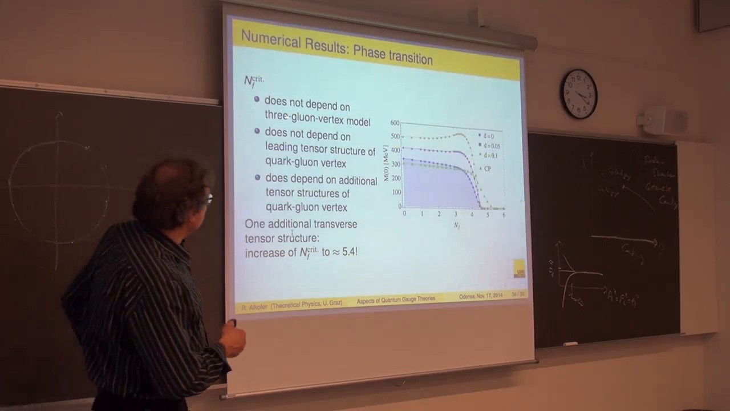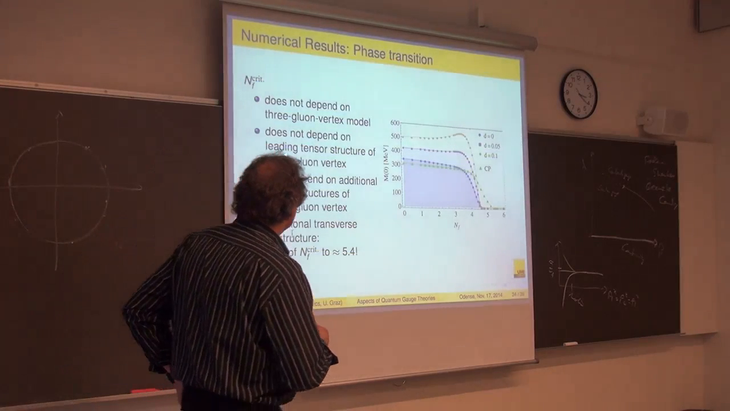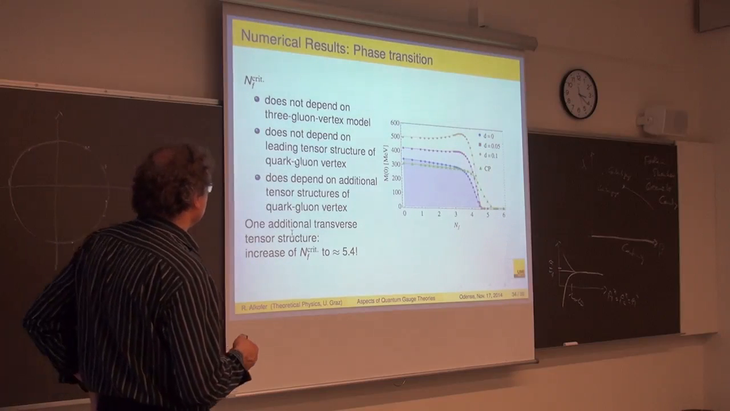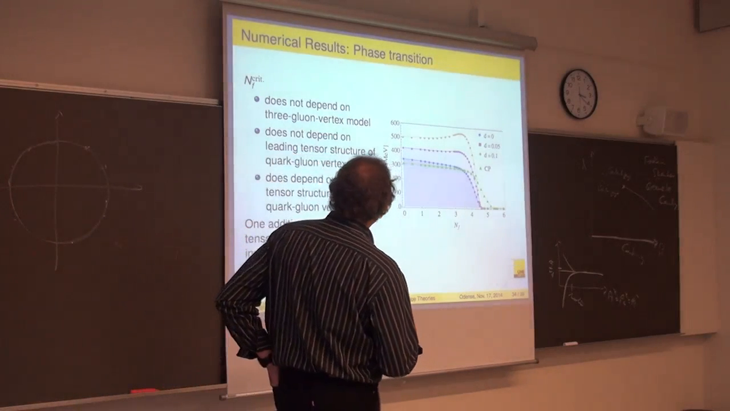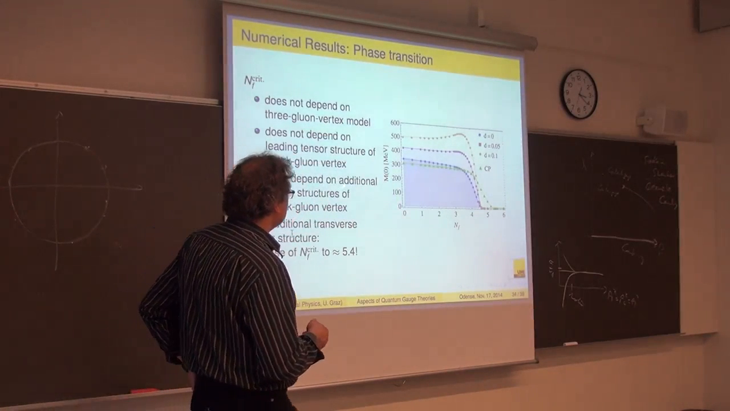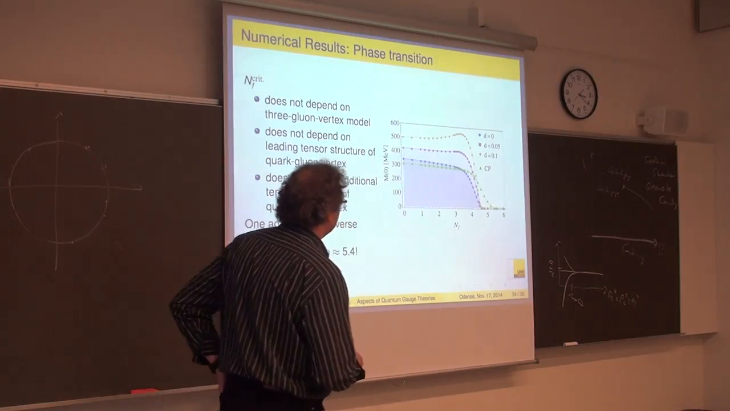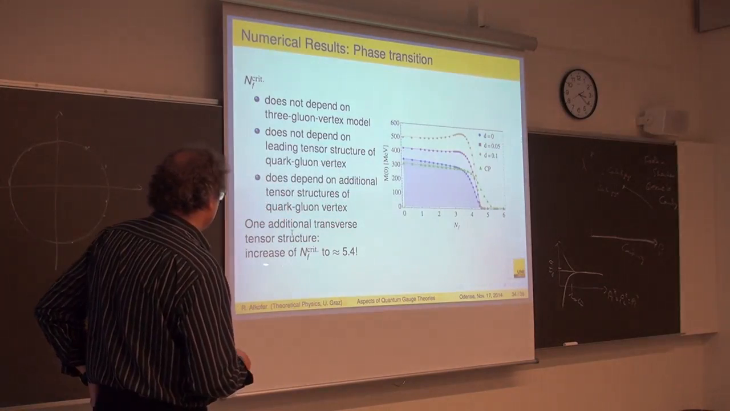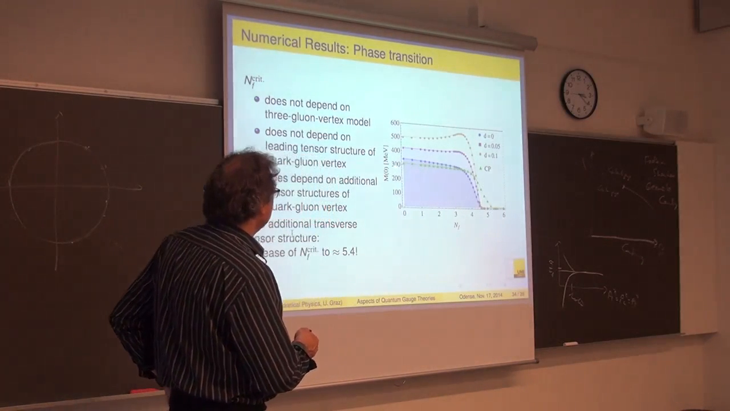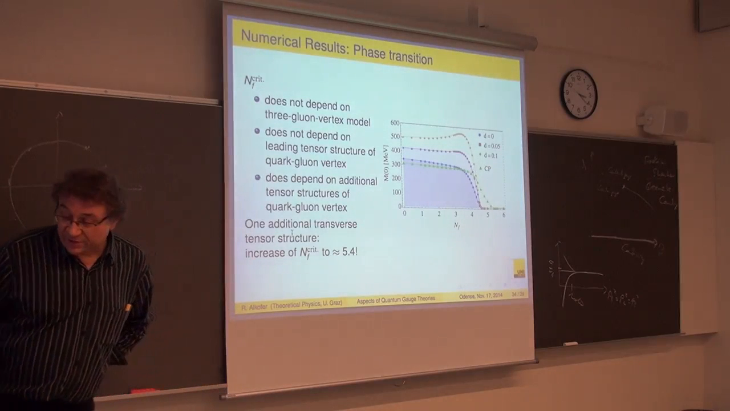We have tested that this doesn't depend on the three-gluon vertex model. It doesn't depend on whether we put another function to the leading tensor structure of the quark-gluon vertex. But as soon as we added only one additional tensor structure to test the susceptibility of the system, the number of critical flavors jumped by 1 unit. So this tells us that the quark-gluon vertex is a quantity we really need to calculate before we can make a predictive calculation.